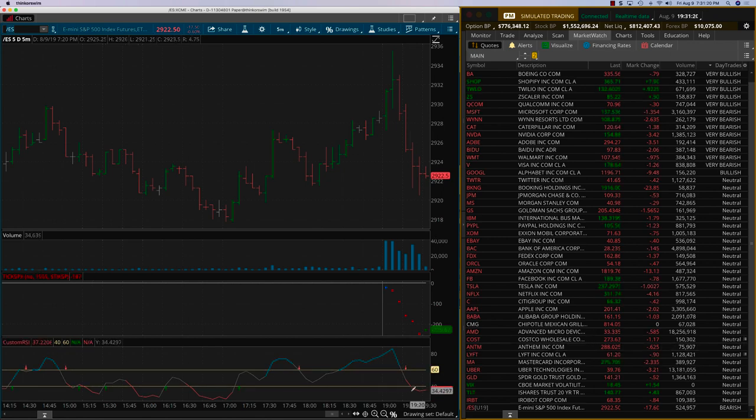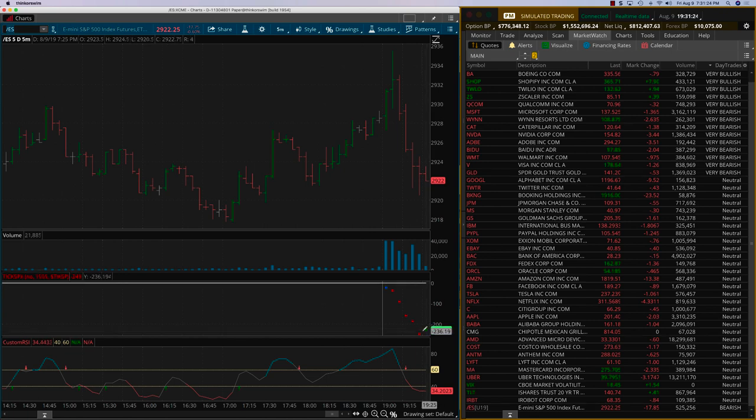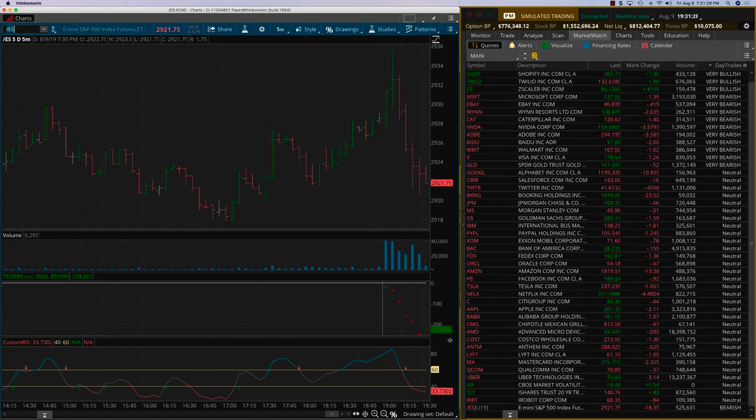Now the RSI is telling you that you're in the bearish zone. However, temporarily the ticks have at least a green dot here, so you would want to see that change.